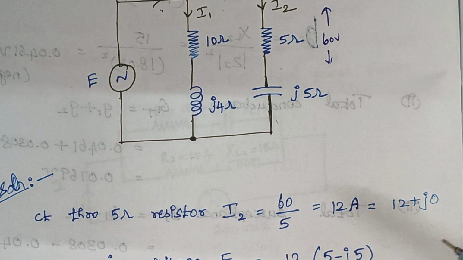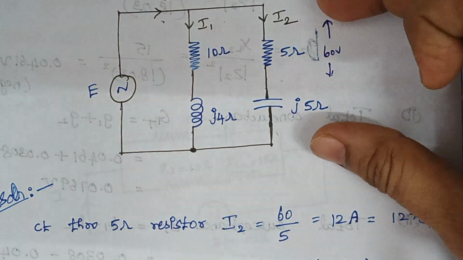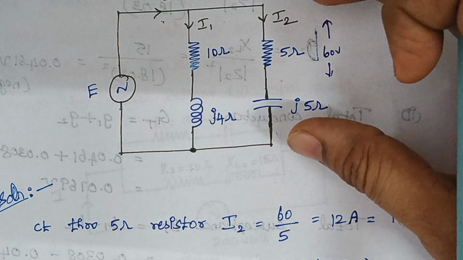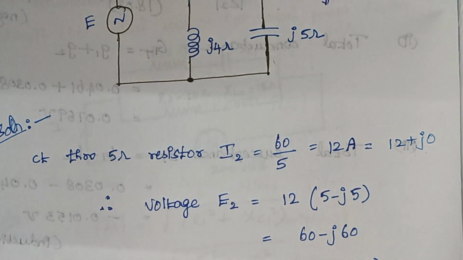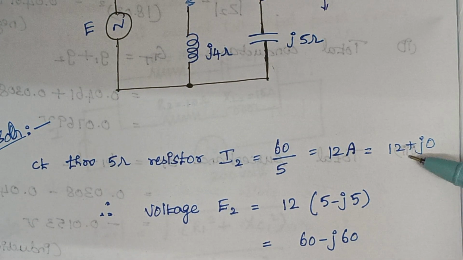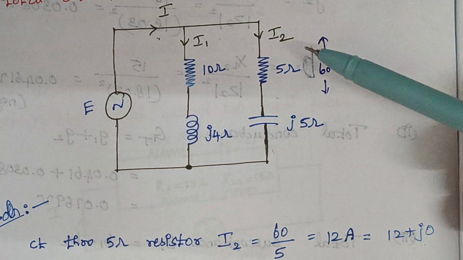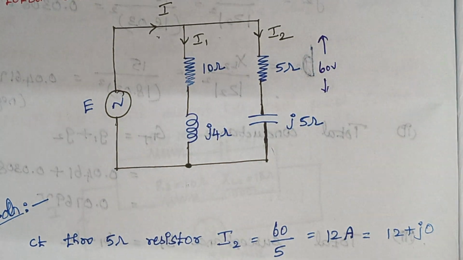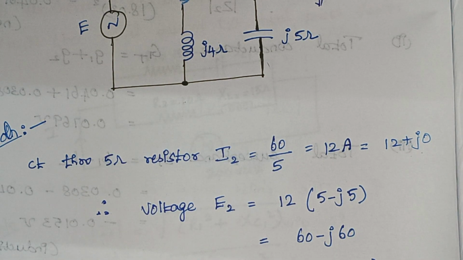If you want to represent it in rectangular form, you can write it as 12 plus J0. Now the next thing is the voltage. We are calculating the voltage for this branch, so let this voltage be represented as E2. E2 is given by V equals I into R. The value of I is 12, and what about the value of R? Here we should not say R, here it is Z, so the total value is 5 minus J5. Therefore 12 into 5 minus J5 gives the answer as 60 minus J60, right?